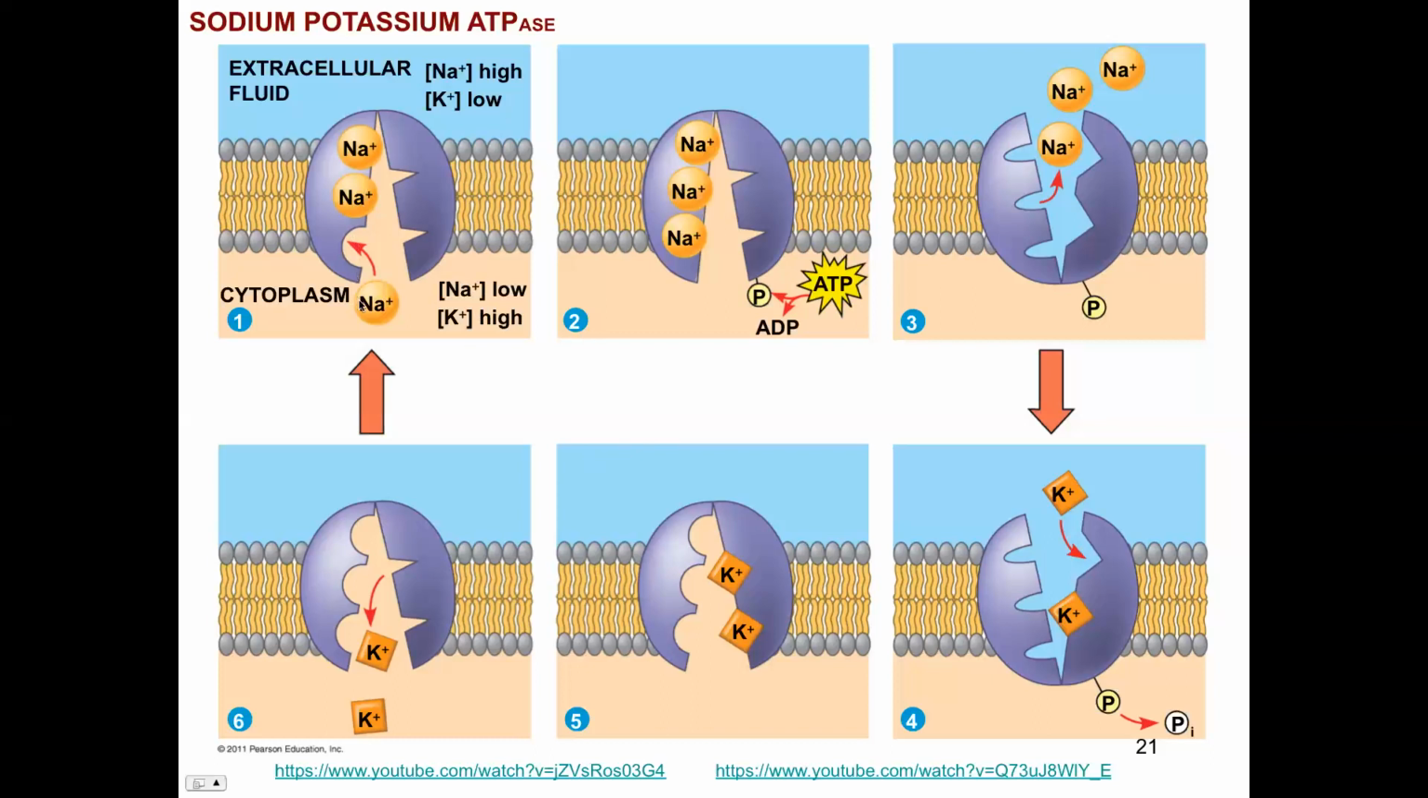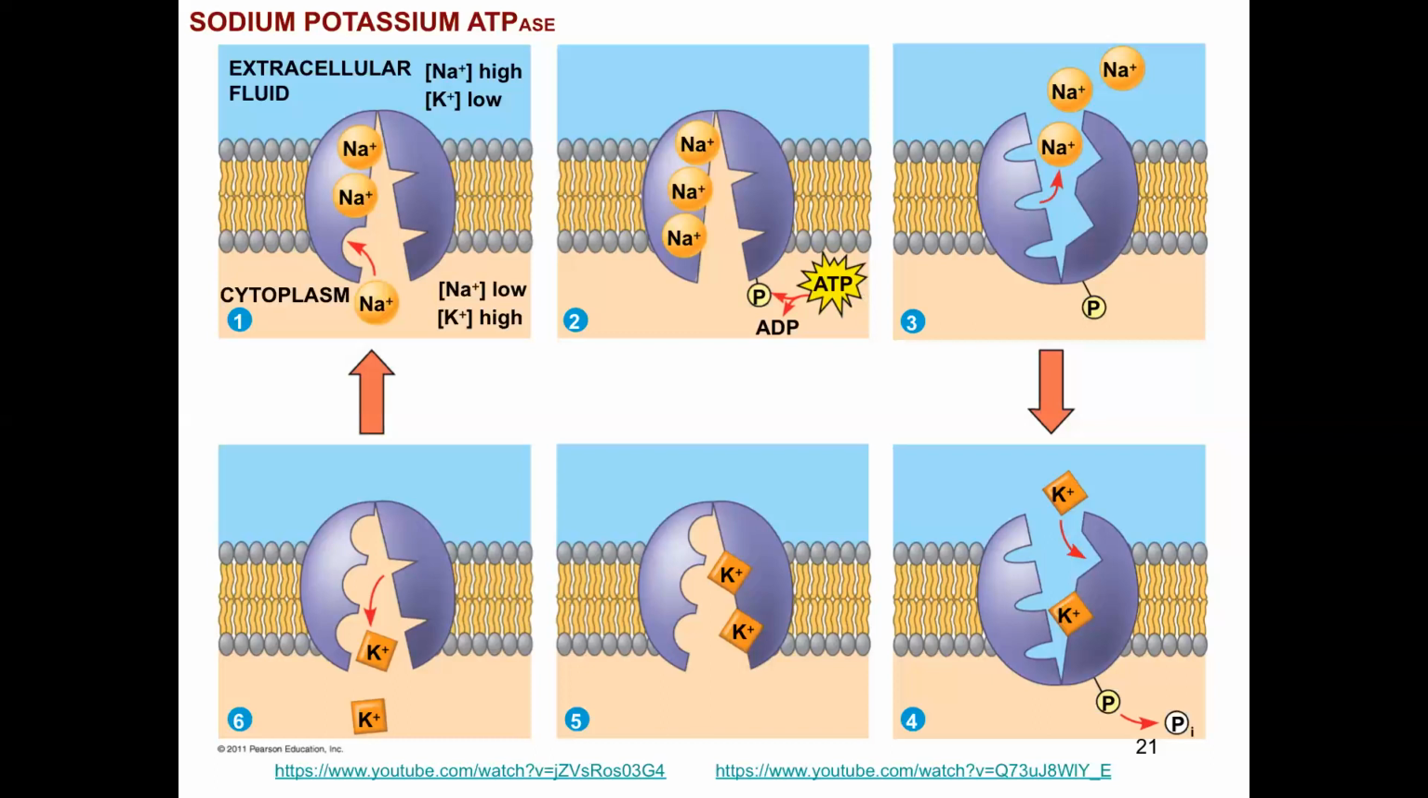So what happens is that three sodiums will bind to the ATPase. ATP will split, and remember, you're breaking a covalent bond. And remember, the reason that we have these bonds is that we're storing energy. If you break that bond, you're going to release that energy. So that's one thing that's happening here. The other thing is that you're putting a large negative charge on the protein, and that's going to affect the shape of the protein.